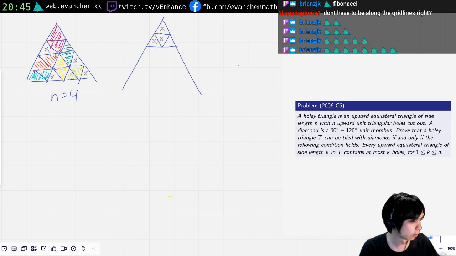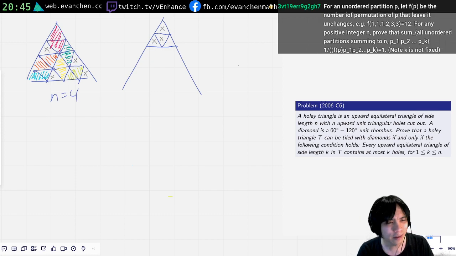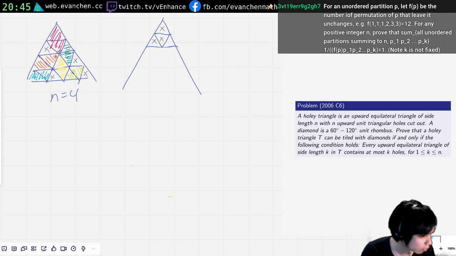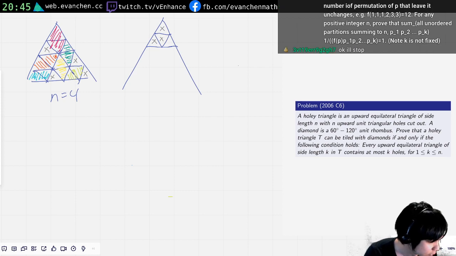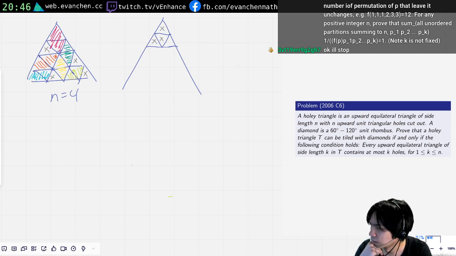Don't have to be along grid lines. What doesn't have to be along grid lines? I think it's meant to be a grid, right? Because otherwise, you. I think it has to be along grids because otherwise, there's no way this is true, right? Like if you can tile it with diamonds, it has to be grid outline, right?